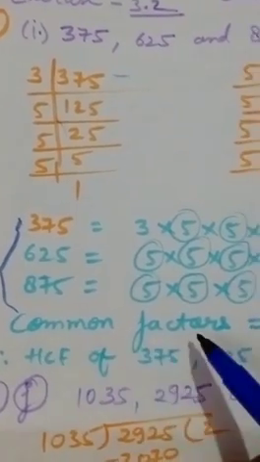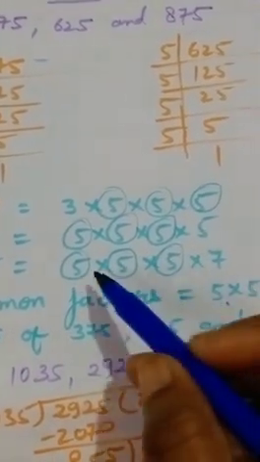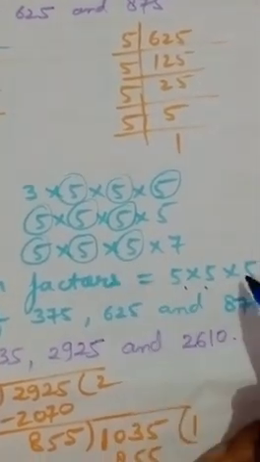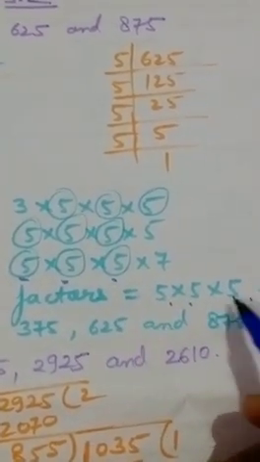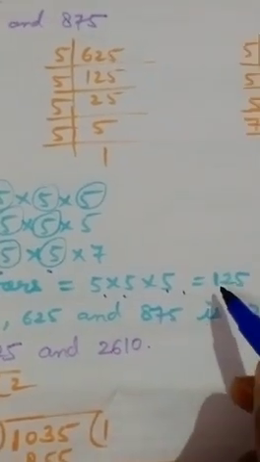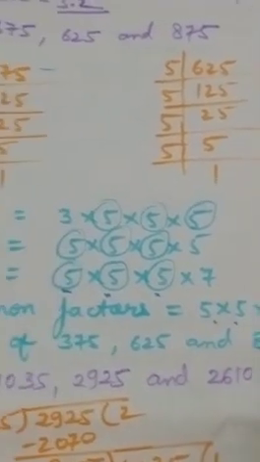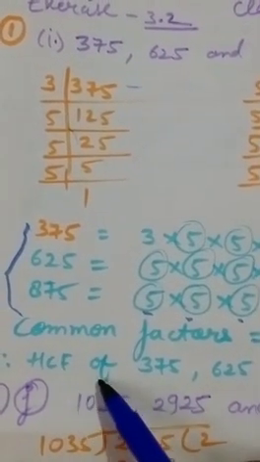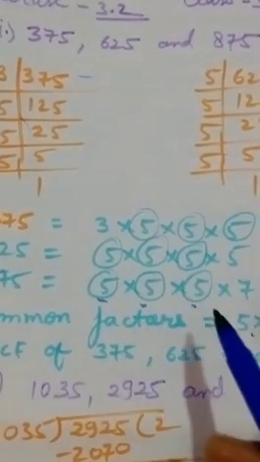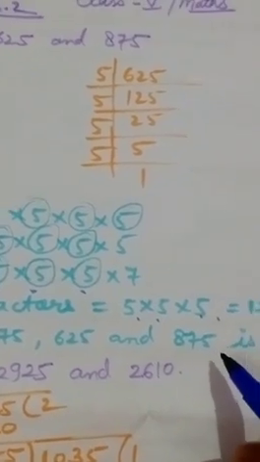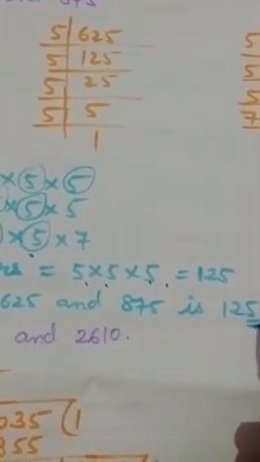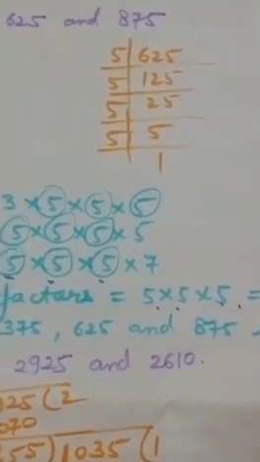So the common factors are what? 5 into 5 into 5. 3 times 5, so 5 into 5 into 5. You have to multiply, you will get 125. Okay, thus the HCF of 375, 625 and 875 is 125. Have you understood how you have to solve?